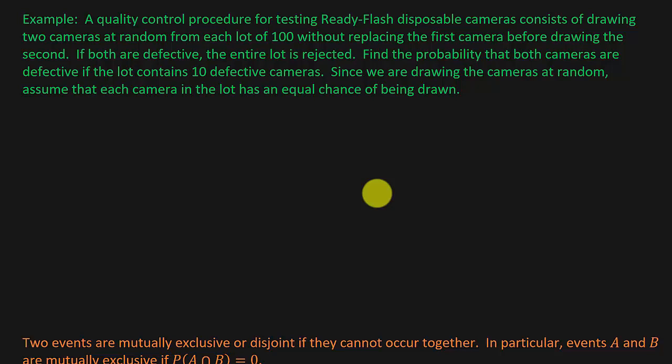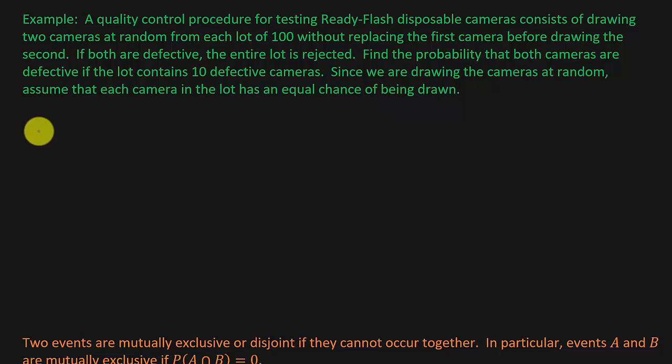If both are defective, the entire lot is rejected. Find the probability that both cameras are defective if the lot contains 10 defective cameras. Since we're drawing the cameras at random, assume that each camera in the lot has an equal chance of being drawn. So the lot contains 10 defective cameras. There's 100 cameras in the lot, and we want to know the probability of drawing 2 defective cameras.